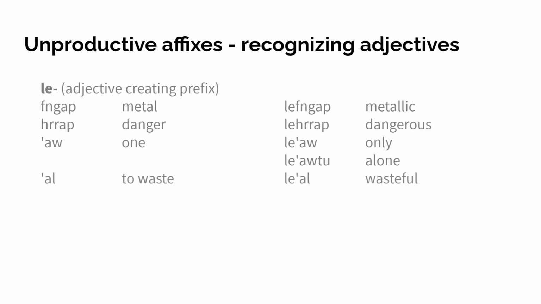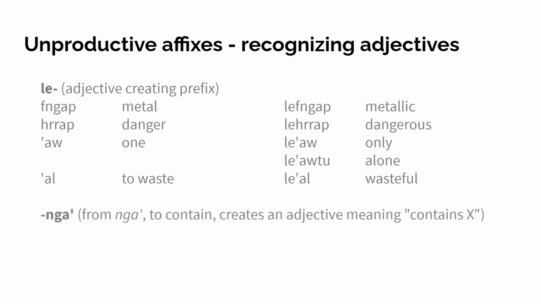And al, to waste, becomes le al, wasteful. So you see, this le prefix can go on a lot of different word types to build adjectives. You also probably saw it already when you learned about adjectives, if you saw the adjective video before this, because the le causes a bit of an exception on how to use adjectives.